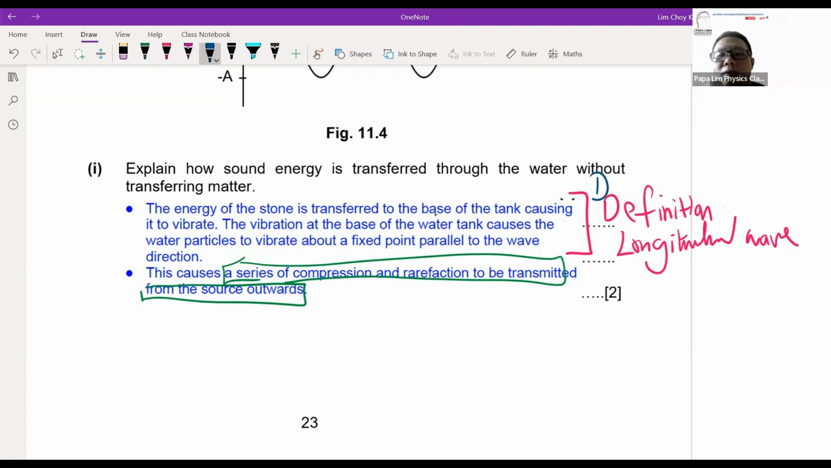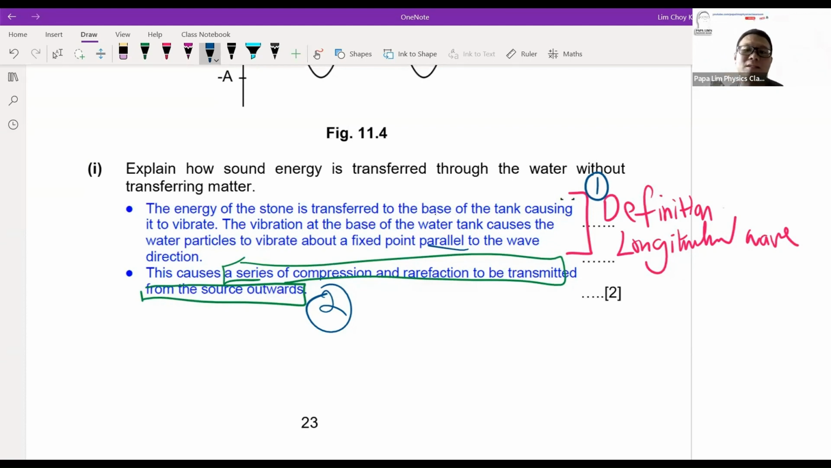The first component is always the definition of longitudinal wave. You tell me how the wave particle moves with respect to the wave motion. In this case, it's parallel. The second portion of the answer will involve students denoting how the wave is being transmitted, through a series of rarefaction and compression.